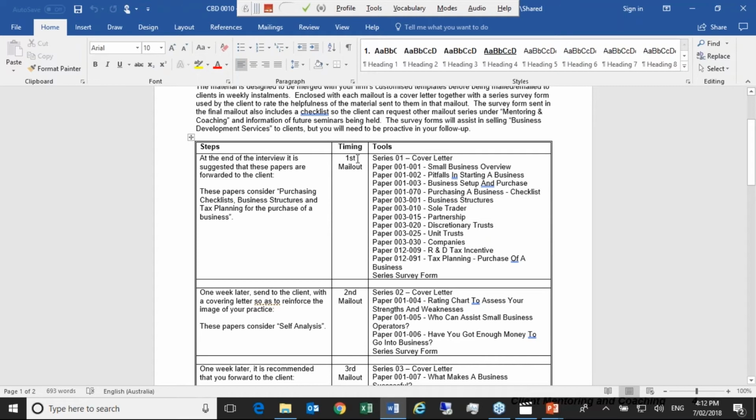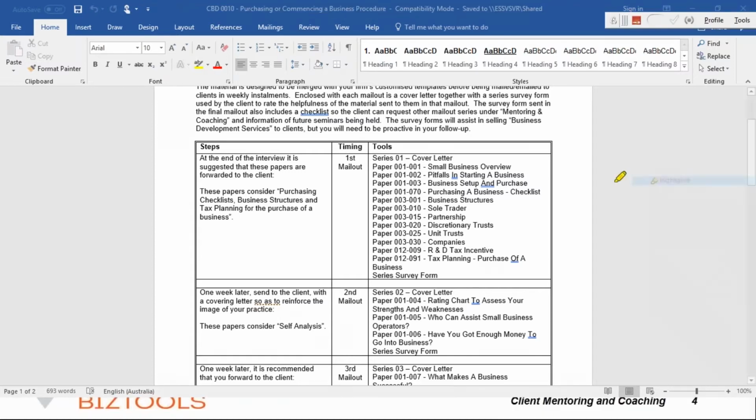So in the first mail out or the first series, there's a number of papers. Small business overview, pitfalls in starting a business startup, purchasing a business checklist, business structures, sole trader, partnership, discretionary trust, unit trust, companies, R&D incentive, and a tax planning purchase of a business. And there's a survey form which covers these items, which we're asking your client to return to you so that you can get some information as to whether your client wishes to have a further discussion with you.